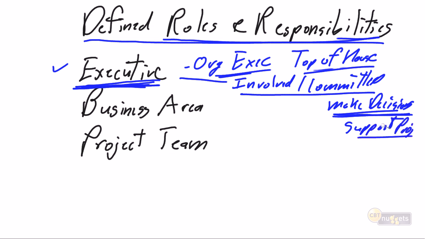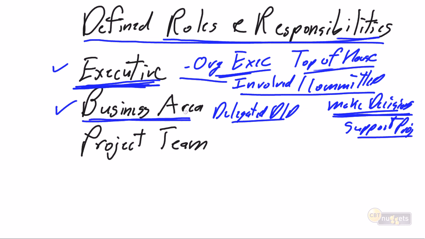But recognizing that they are busy and don't have a lot of time to spend on the project, most of the day-to-day will be delegated to the specific business area. So these are the senior executives, and this is the business area, the warehouse business area that wants the specific project.